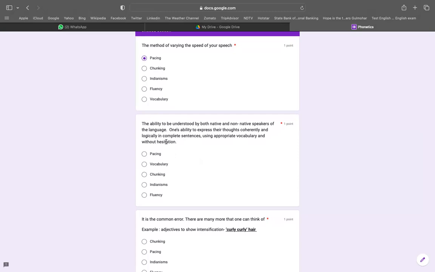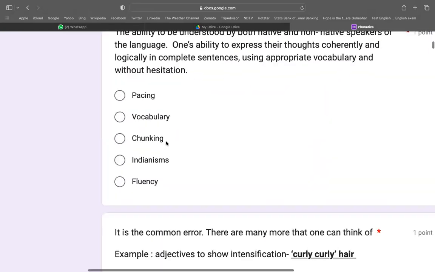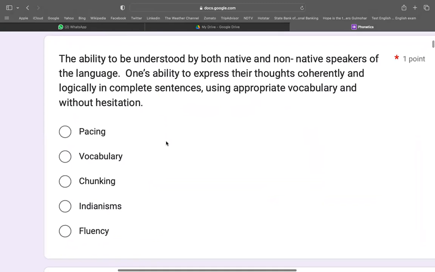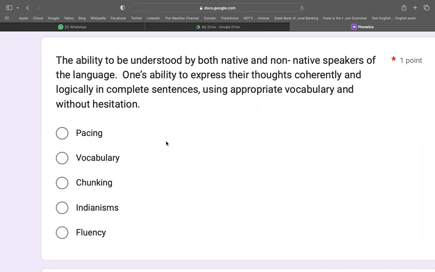Third one is the ability to be understood by both native and non-native speakers of the language. One's ability to express their thoughts coherently and logically in complete sentences using appropriate vocabulary and without hesitation. So, what do you call it?